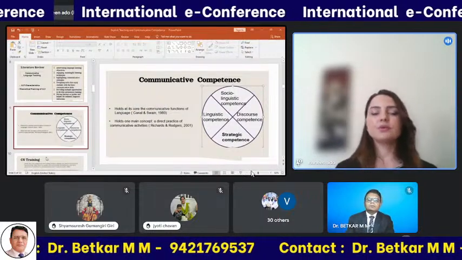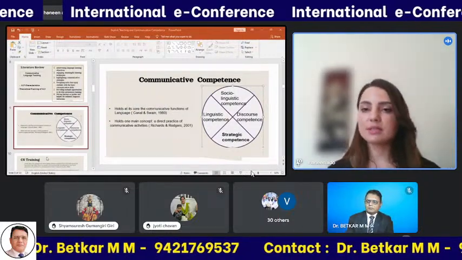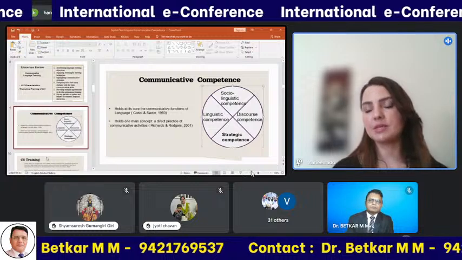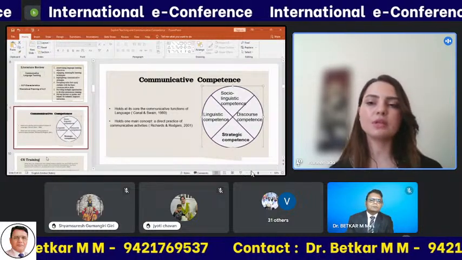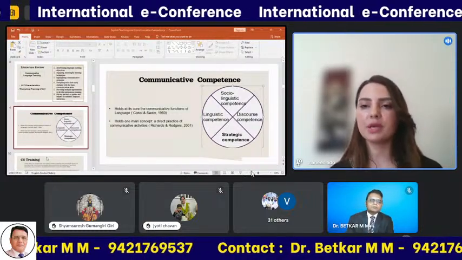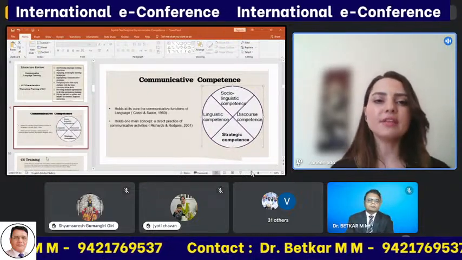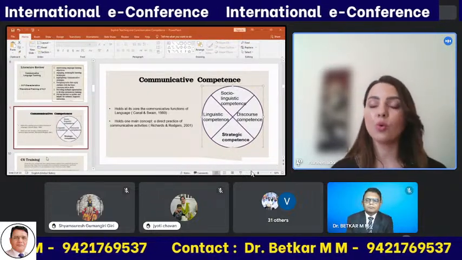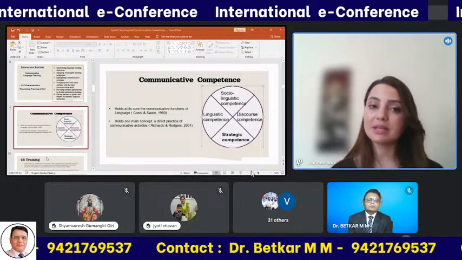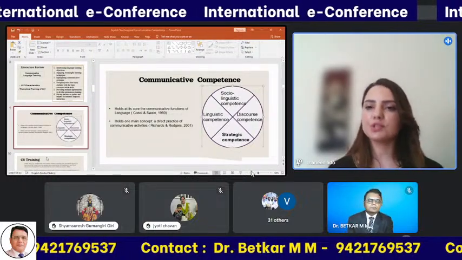Moving into communicative competence, it goes under the branch of CLT because, as I said, my main aim is to enhance my learners' speaking proficiency and fluency. If you notice, communicative competence has at its core, or its one fundamental basis, the communicative functions of language.